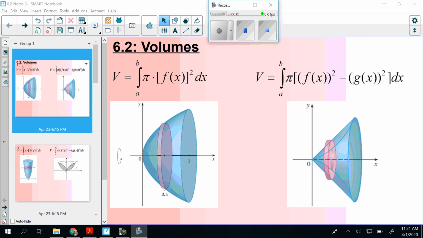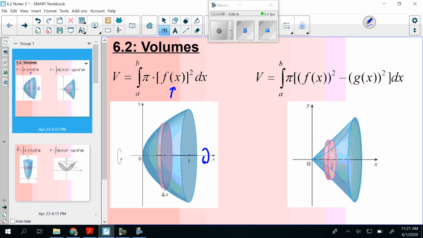Going to continue to look at volumes today, just kind of rehashing what we've looked at already. If you have one function that you're trying to rotate around an axis, then you just do pi r squared with that one function as your height. If there's multiple functions involved, then you want to find the difference of those two circles.